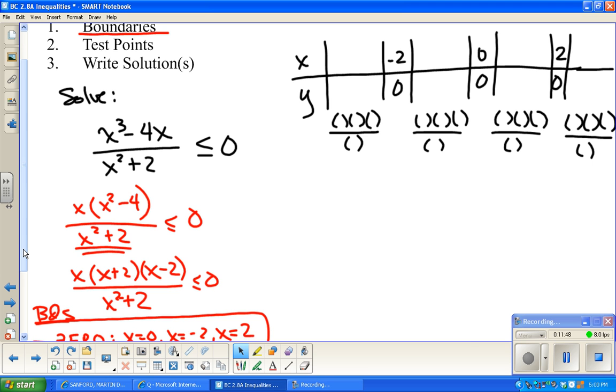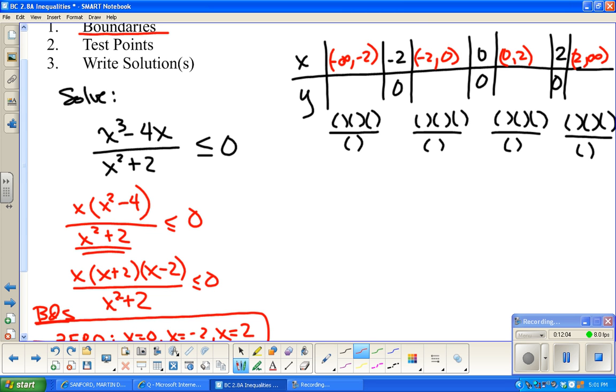Okay, all right, so here we go. We're going to pick a value. Let me make my little notations here. From -∞ to -2, that's a weird looking infinity, -2 to 0, 0 to 2, and 2 to infinity.